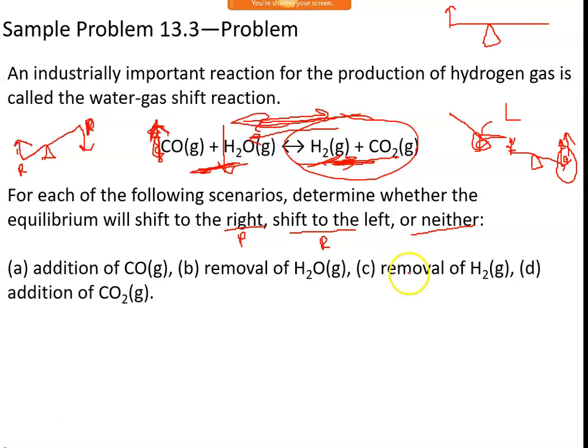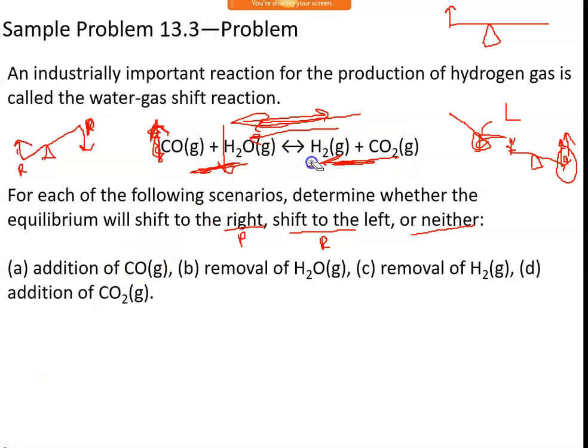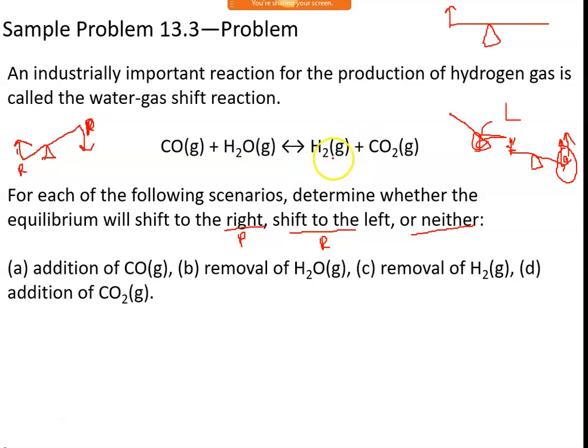All right. How about the removal of hydrogen? So I do the reaction and I remove hydrogen. Let's see if I can erase some of this. This is getting real crazy in here. There we go. I like the eraser better in this, but I like writing in the other thing better. So I remove hydrogen.